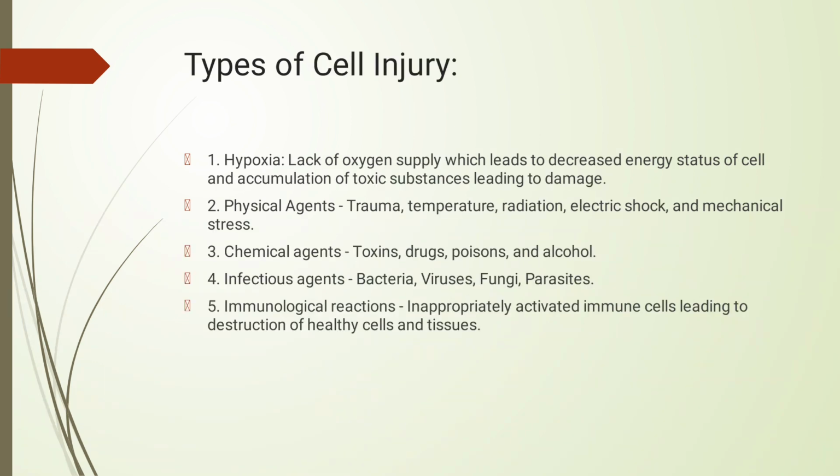Types of cell injury. Before that, we should know about the causes of cell injury. The first is hypoxia. Hypoxia means a lack of oxygen supply. If there is a lack of oxygen, it will lead to a decreased energy status of the cell, and there will be an accumulation of toxic substances, which leads to damage.